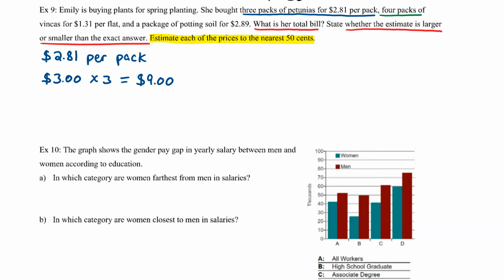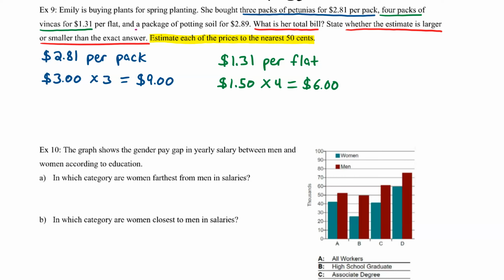Similarly, she has 4 packs of Vincas for $1.31 per flat. The nearest 50 cents. So this is $1.31. That is going to be closer to $1.50 than it would be to $1. So we're going to round it to $1.50. And then we're going to multiply it by 4 because she bought 4 of them. And so then that's going to be a total of $6.